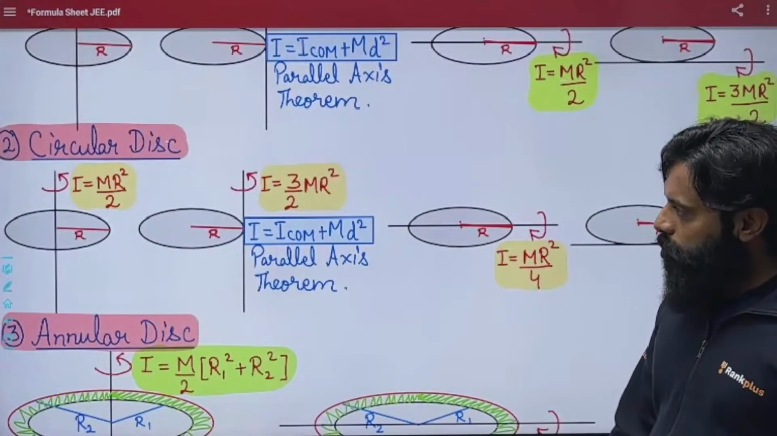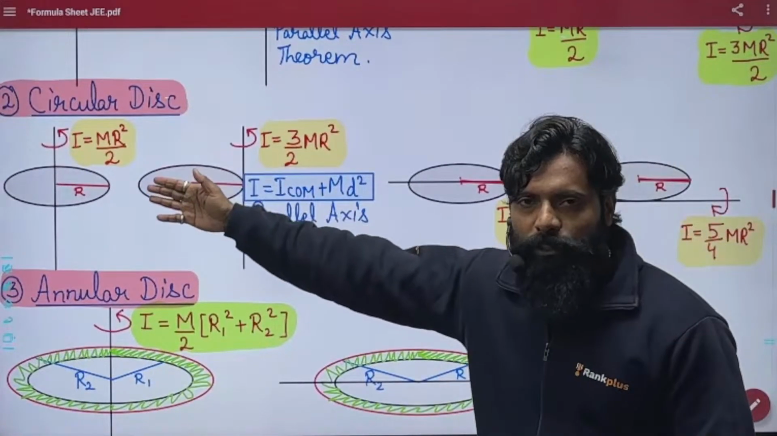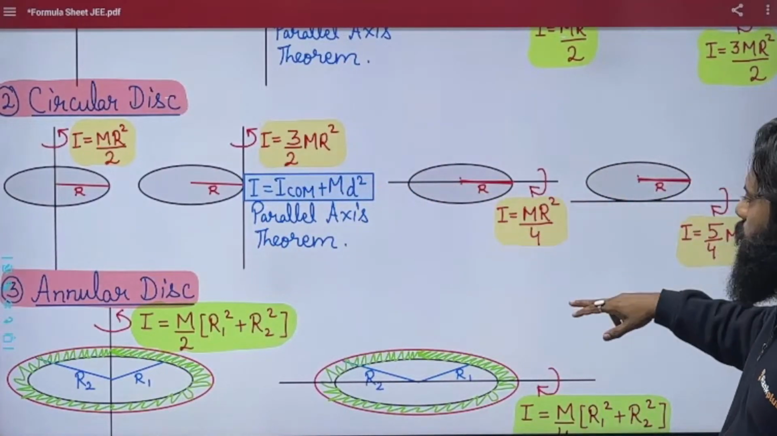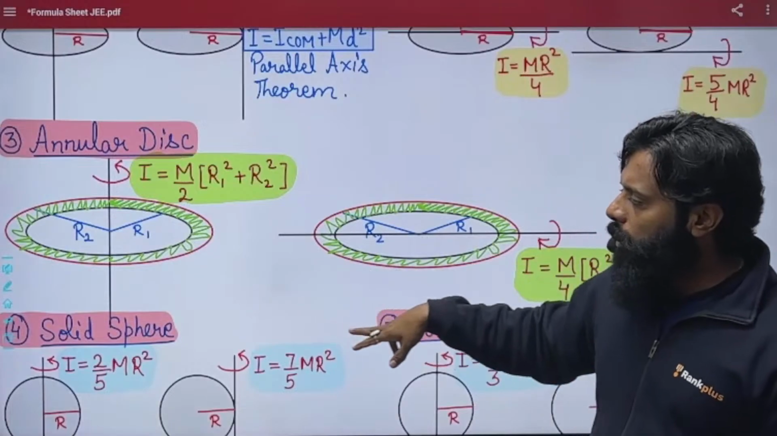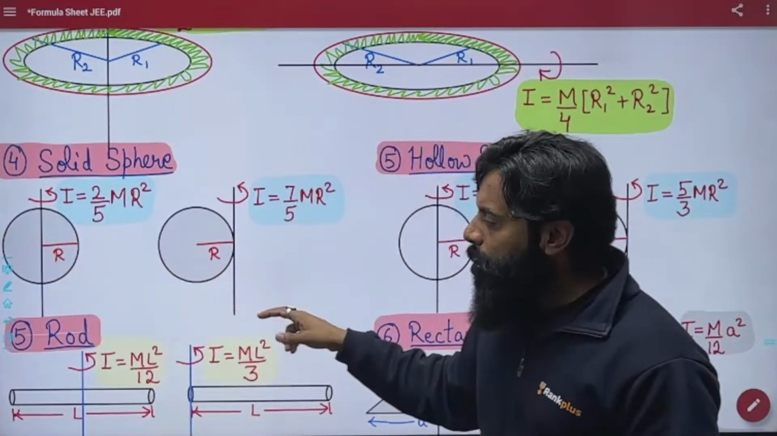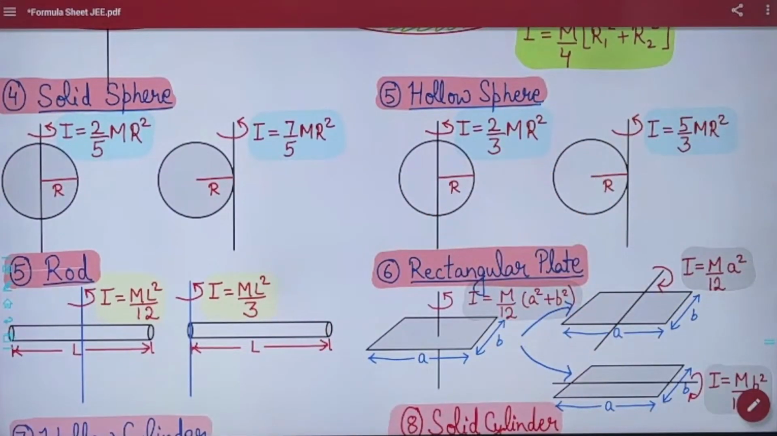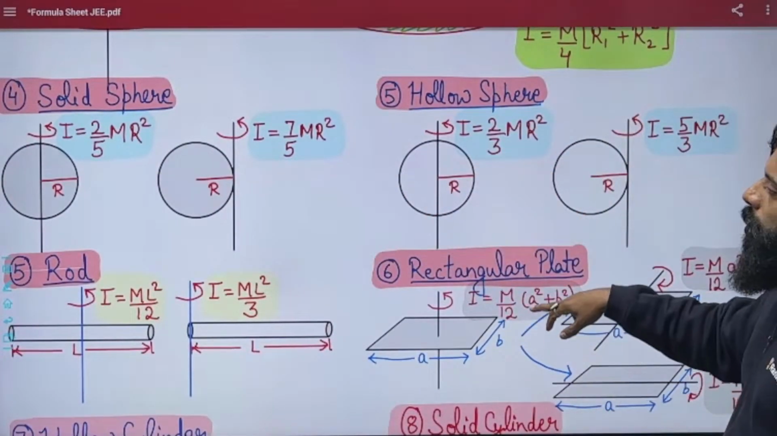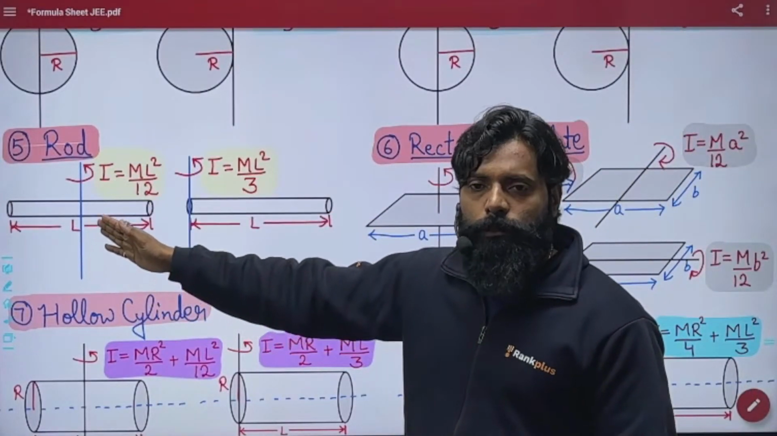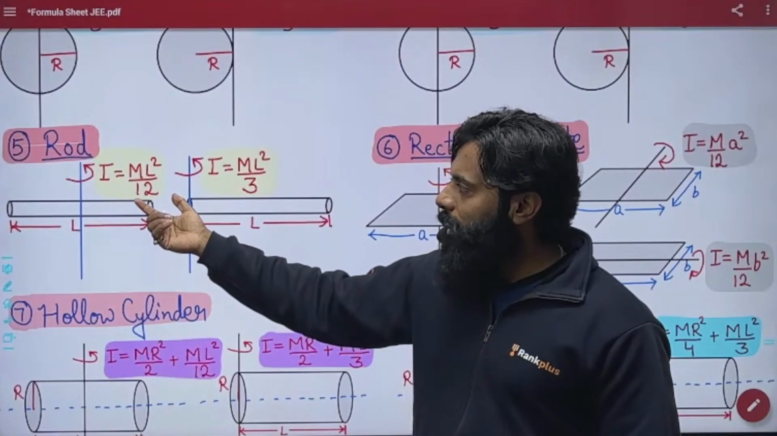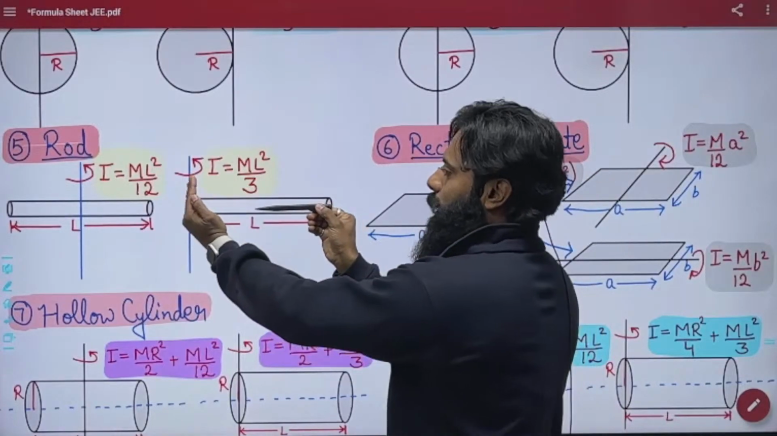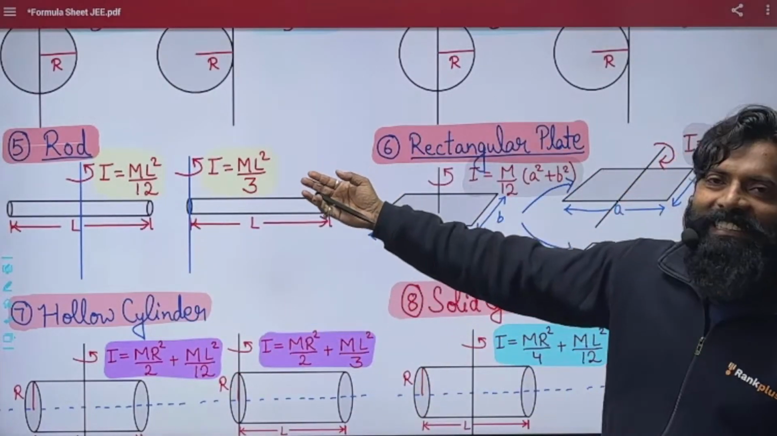Now let's see this. In a circular disc we have MR square by 2, and similarly you can expect that if you apply the parallel axis theorem. And the other one, for the annular disk, we got this one. For the solid sphere, it's very important: 2 by 5 MR square, and for the hollow sphere it's 2 by 3 MR square. For a rod, if we keep the axis in the middle, passing through the center of mass, the moment of inertia is ML square by 12. If I take the axis at the corner, the moment of inertia is ML square by 3.